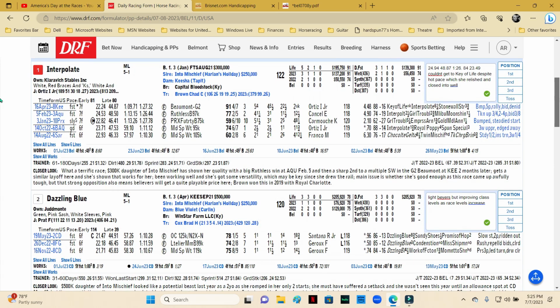Number one is Interpolate, and this is a Chad Brown, with Irad Ortiz, Klaravich Stables, but it's on dirt. So not quite the same excitement as on turf. This one's done not much wrong. It has progressed pretty well. The last race in the Beaumont couldn't get to Key of Life, and I thought that was a bit of a red flag because Key of Life really looked all in after setting pretty quick fractions, and this one coming off the pace, that should have been ideal to take it down, and yet couldn't quite get there. So that is a bit of a red flag for me.